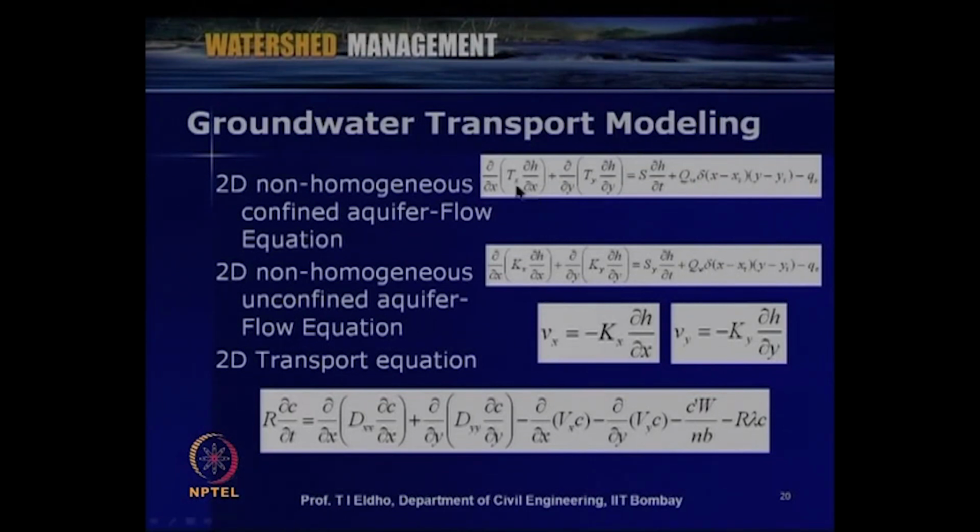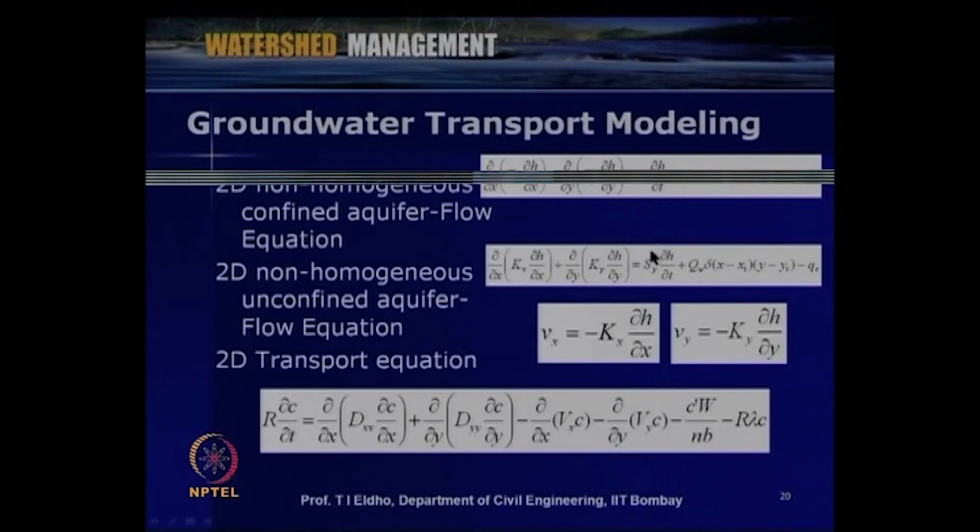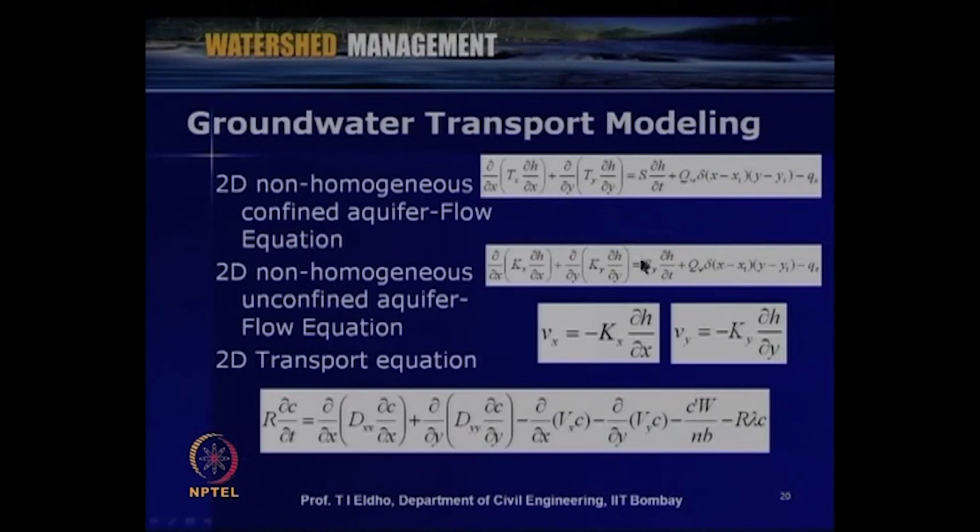Similarly, Tx and Ty are the transmissivities of the aquifer system, and Kx and Ky are the hydraulic conductivities. In a similar way, the equation can be written for an unconfined aquifer. Qw is the pumping at a particular location, and Qs is the source or sink term within the aquifer system. Based upon these flow equations, we can solve them with appropriate boundary and initial conditions, and then we get the head distribution within the aquifer system. Then, using Darcy's law, we can get the velocity variations Vx and Vy as shown here.